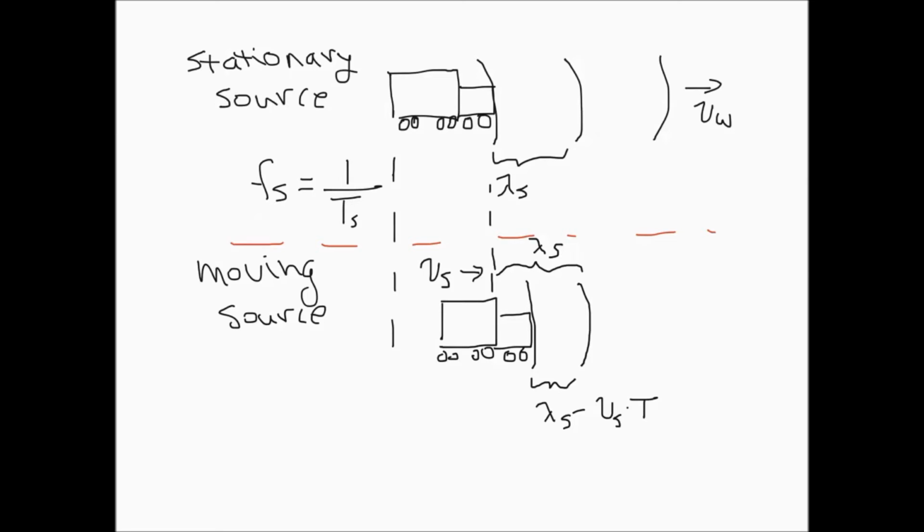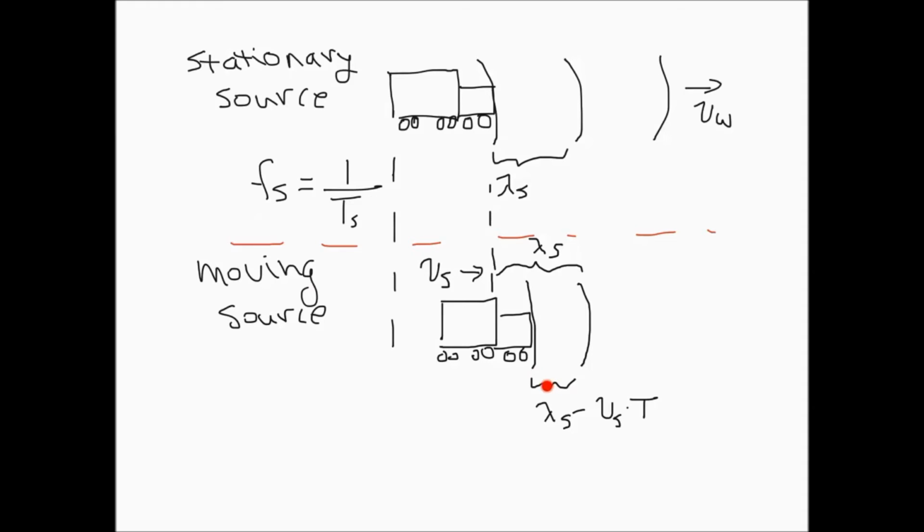How much? The speed of the truck times the period of the wave. The period of the wave is the time between this peak and this peak. That's how much time elapses between when the siren puts out one wave peak and the next wave peak, and during that time the truck has moved by this distance. And so instead of having a full wave lambda s like we did with a stationary truck, our new wavelength is lambda s minus how far the truck moved.